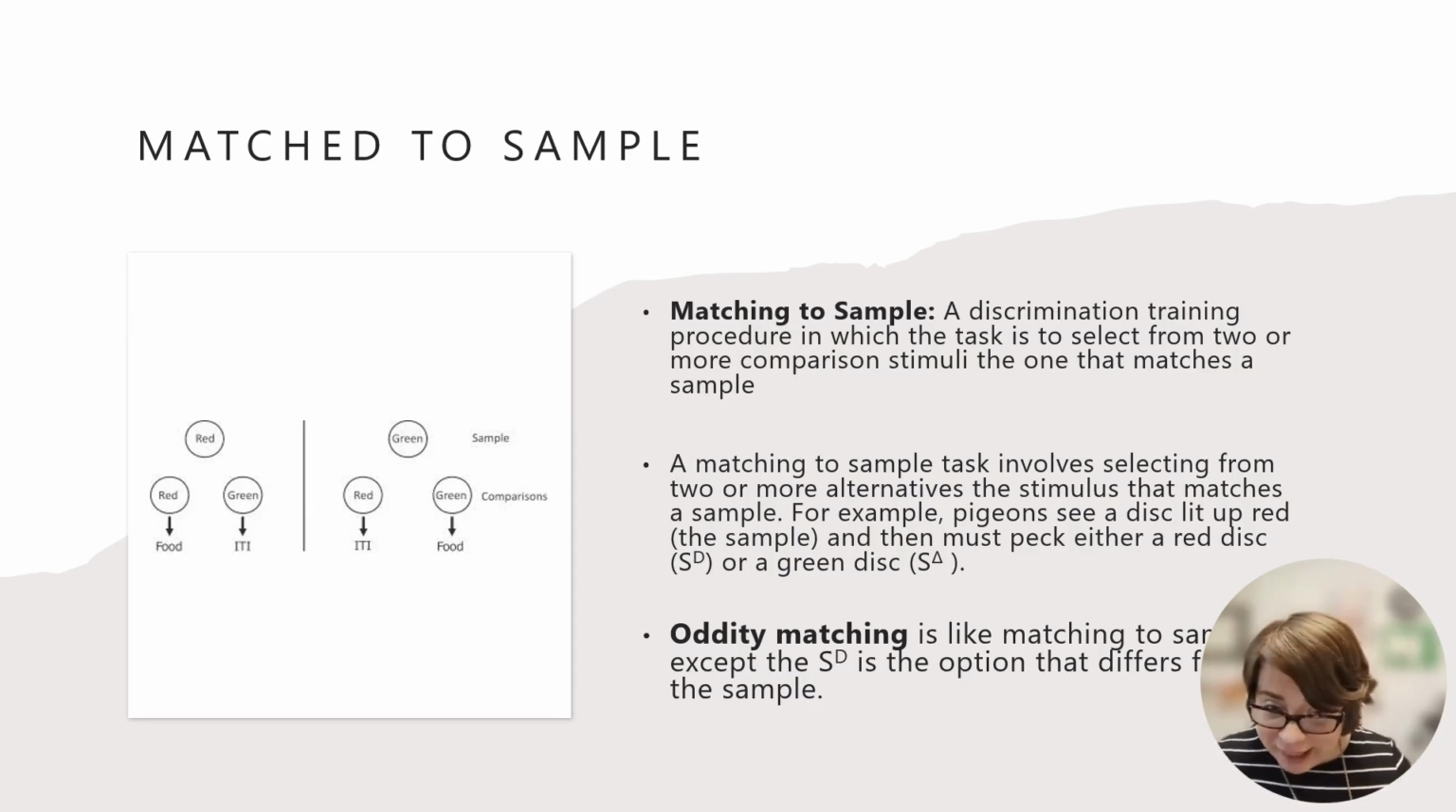And oddity matching is a variant of match to sample. What differs is how complicated of a procedure that is, right? With oddity matching, they basically have to choose the opposite color. So if the sample lights up red, they would have to choose the answer choice that doesn't match, or the green light.